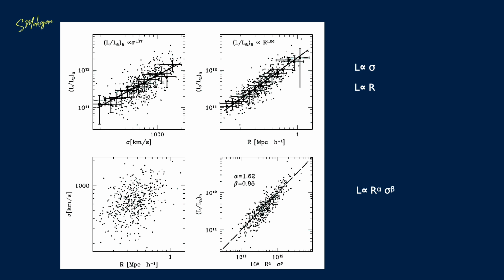As can be seen in the example here, the Faber-Jackson relation implies that the luminosity is proportional to the velocity dispersion of stars. But the velocity dispersion in turn is correlated with the size r of the galaxy, albeit with a large scatter. Also, the luminosity is correlated with the radius of the galaxy. Therefore, combining this information together, one can find a model which matches the observations better than the individual quantities. This is called the fundamental plane.